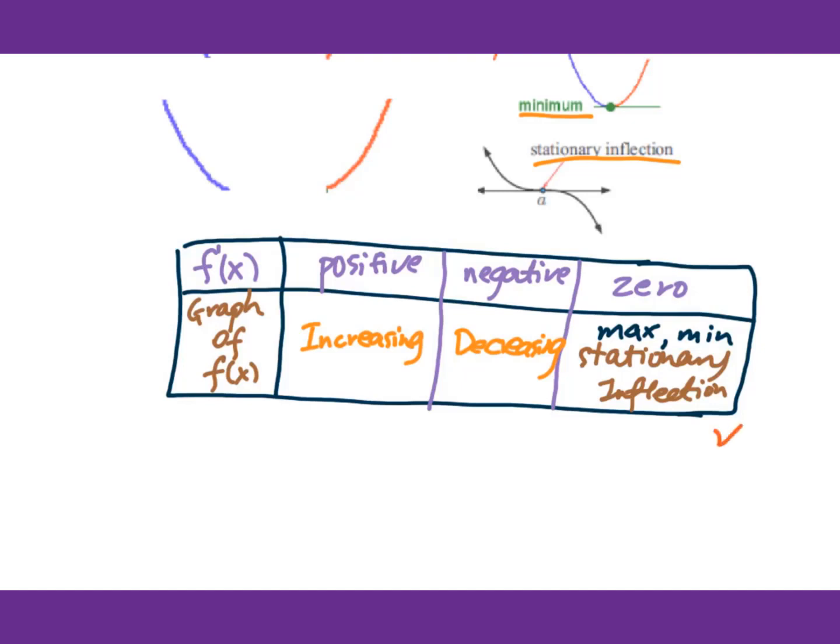Please remember this chart. You have to use the proper words to describe the first derivative using positive, negative, or 0. When you talk about the graph, you will say it's increasing, decreasing, or it's a specific point, such as maximum, minimum, or stationary inflection.